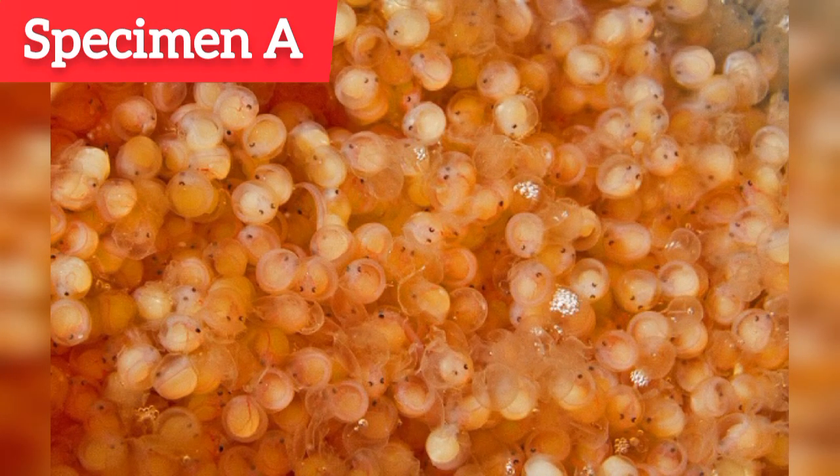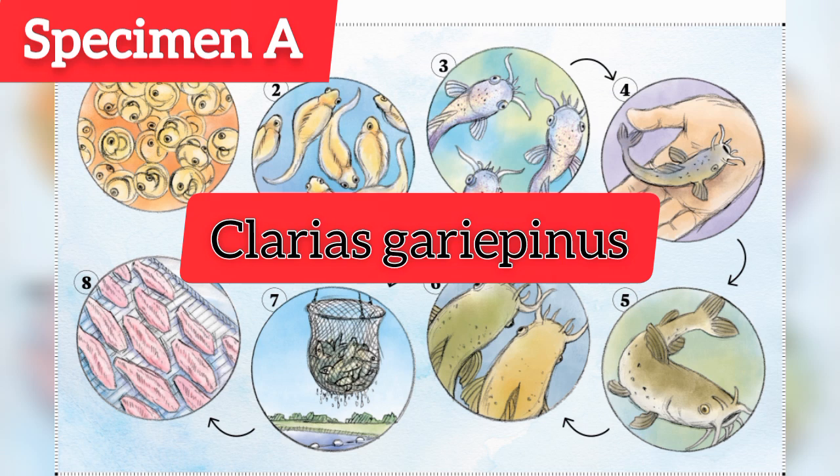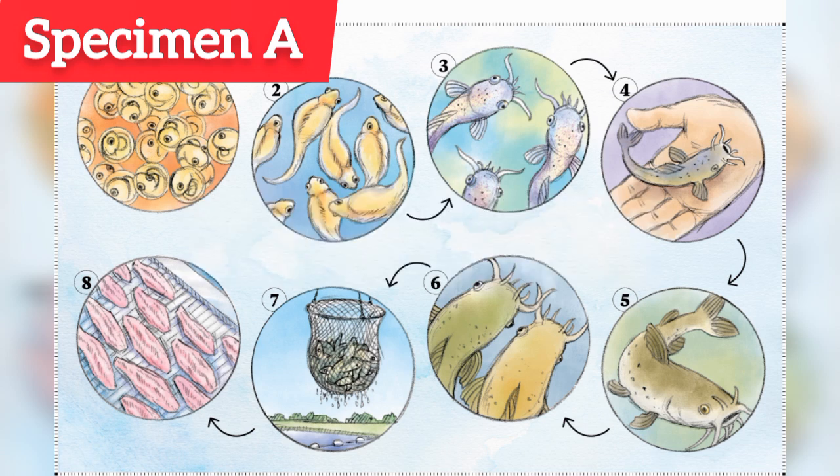This is a catfish egg, the fresh one. So looking at this, what question could come out of this? Catfish egg, the fresh catfish egg. And we have a scientific name for this particular fish. It is called Clarias gariepinus. So this is the name of this fish.